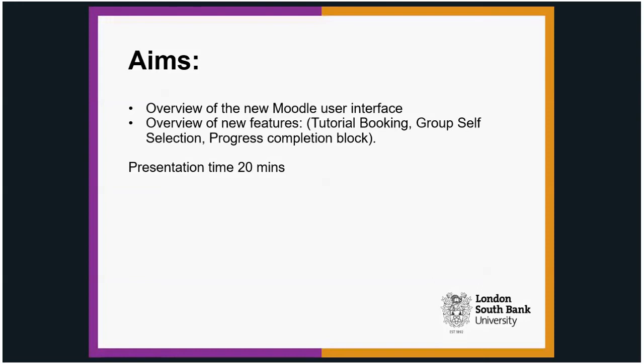First, a tutorial booking tool. This enables you to get your students to book up to an individual session. Second, group self-selection, which is fairly self-explanatory: it enables the students to join their own groups. And then thirdly, something called a progress completion block or bar. What this does is enable the students to see visually how they're completing the course.